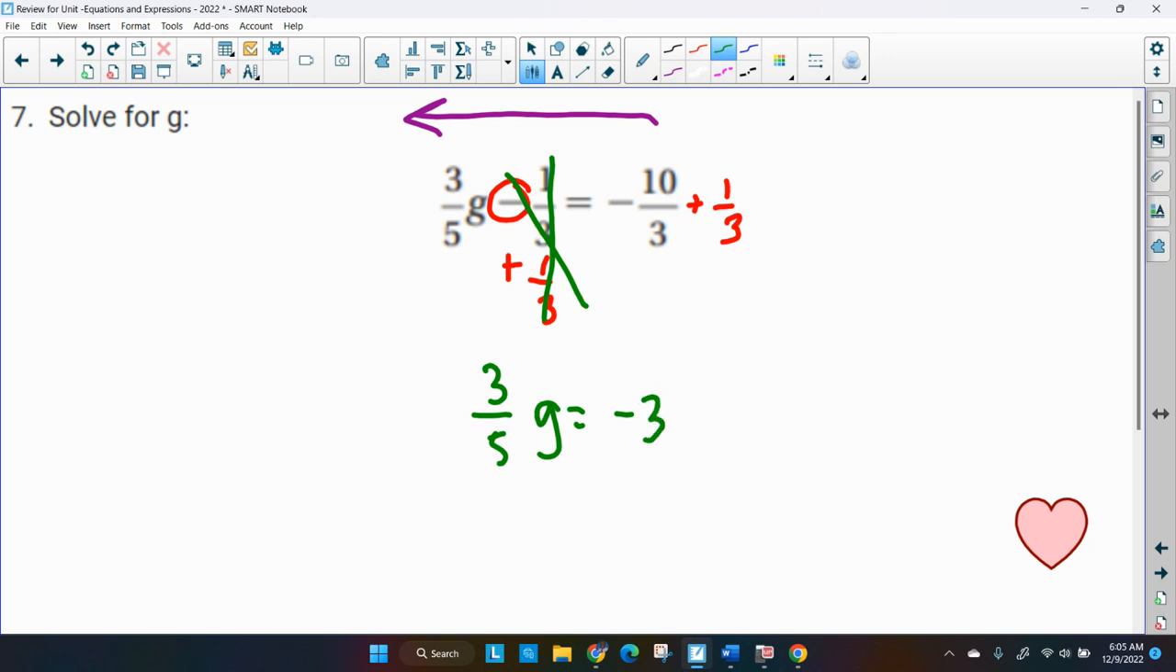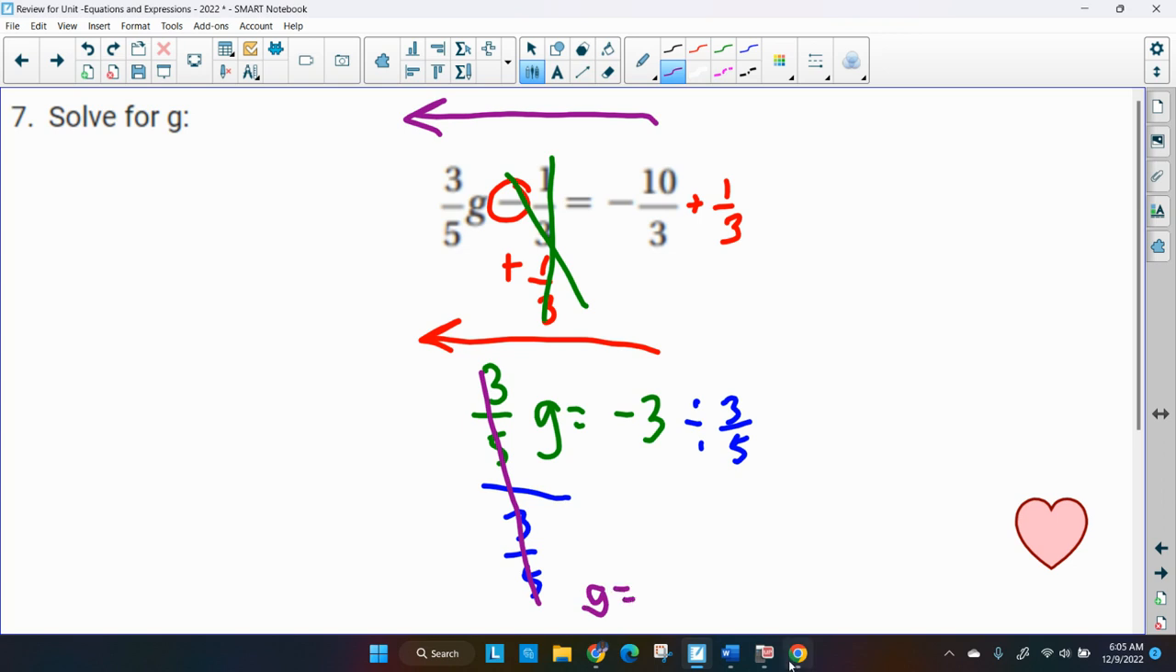Now, again, I have to continue working backwards. If you remember at the very beginning, I said when you have a number next to a letter, that's a coefficient. It means multiply the number times the letter, and that'll give us an answer. So we have to do the opposite, which is divide by 3/5 in this case. That way we can get our answer. So we're going to divide by fractions, after all. We have calculators, so that's no problem. The 3/5 are going to cancel out, leaving us with the letter.